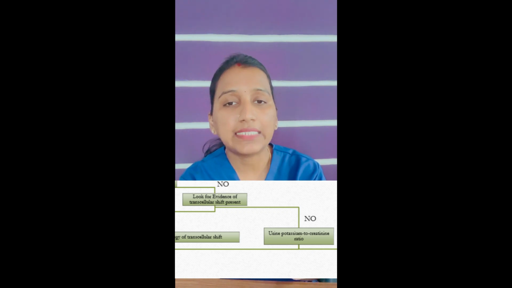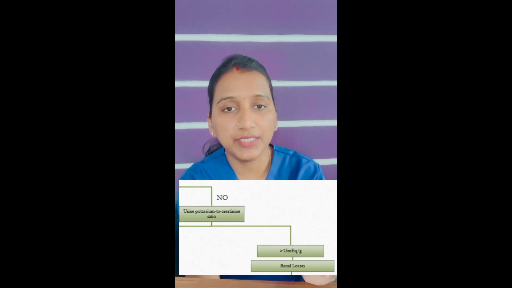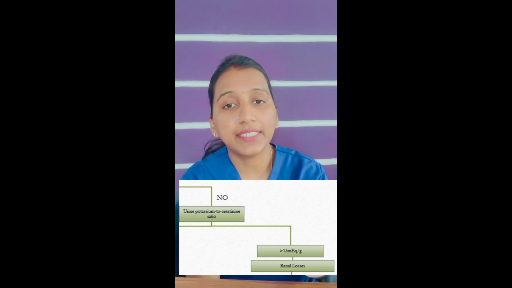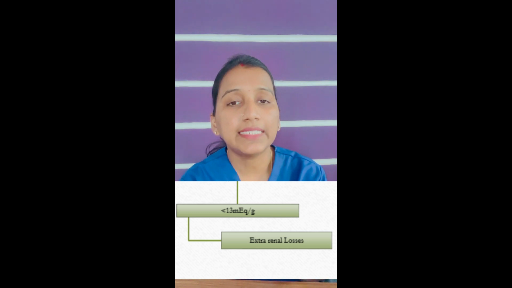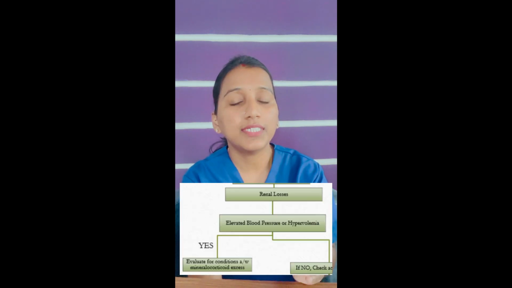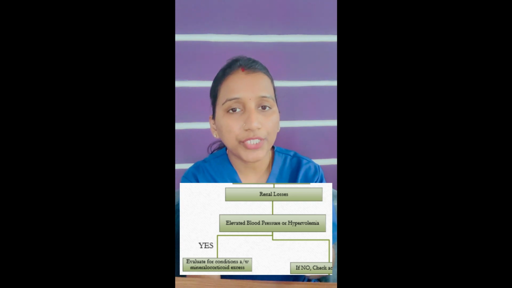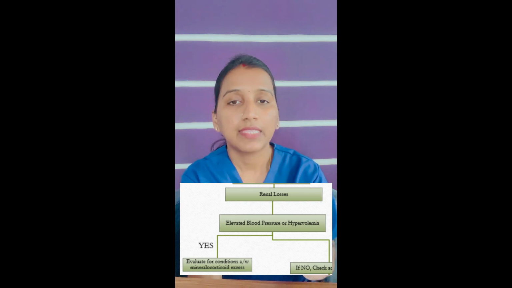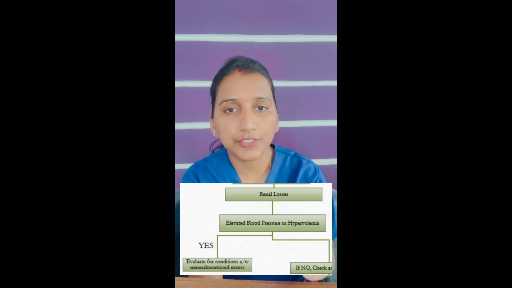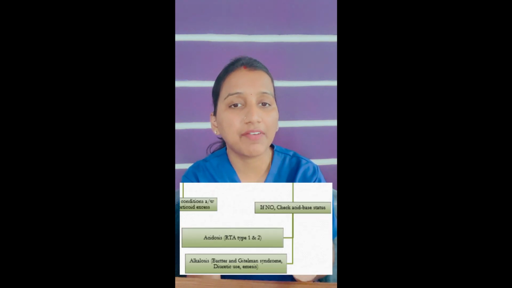potassium loss, or alternatively a spot urine potassium concentration more than 15 and a potassium to creatinine ratio more than 13 also indicates renal loss, and if it is lesser, that indicates extrarenal losses, that is through the GIT, or due to inadequate intake. Further, under renal losses, we have to check if the patient has hypertension or hypervolemia. Then the conditions associated with mineralocorticoid excess must be evaluated, that is either primary or secondary hyperaldosteronism, Cushing syndrome and congenital adrenal hyperplasia. And if the patient doesn't have hypertension or hypovolemia, then the acid-base status must be checked.